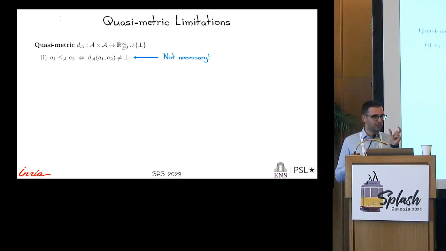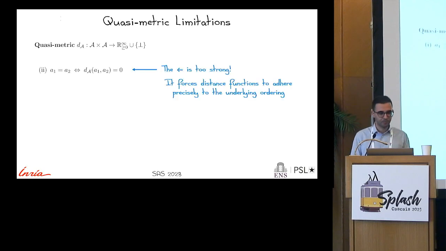because actually we are using this distance function to measure the distance between two comparable elements, because we are measuring the distance between the result of the concrete and the abstract analysis, which by assumption is sound. So they are always on the same chain. And the second axiom in this case is really too strong, because this axiom is requiring the distance function to adhere precisely to the underlying ordering, namely to return 0 every time we are measuring the distance of the same element.